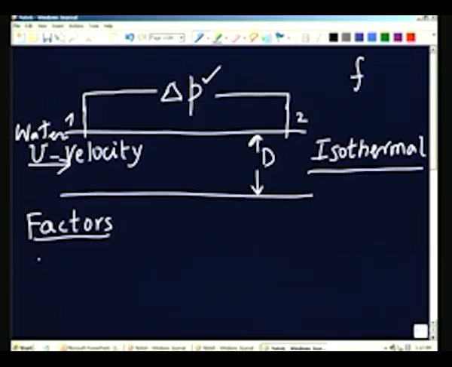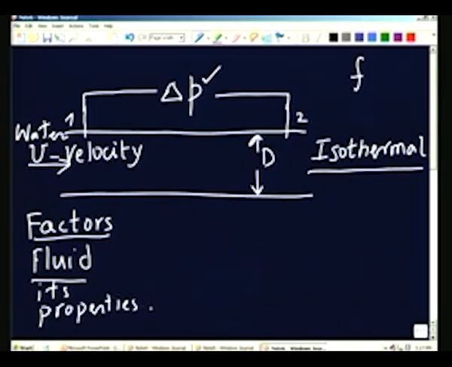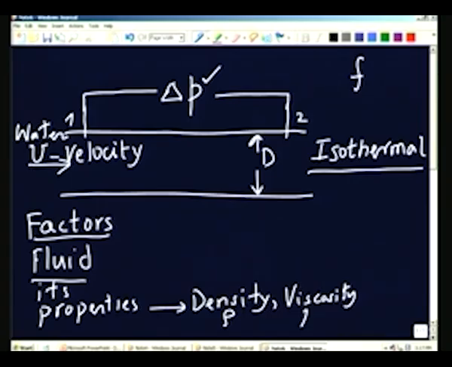We will immediately say that it is a fluid, that means its properties. Fluid is characterized by certain properties, and there may be the density, and in the case of pressure drop we expect viscosity, these two to play a role. So suppose I indicate density by the symbol rho and viscosity by the symbol mu, these two are going to be important. So this is the fluid and its property.